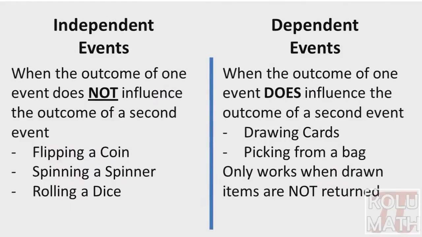Independent events are when the outcome of the event does not influence the outcome of a second event. So again, flipping a coin, spinning a spinner, rolling a dice. No matter how many times we repeat those experiments, the situation is always going to be the same. However, with dependent events, the outcome of one event does influence the second event. So for example, drawing cards or picking from a bag. And that only works when drawn items are not returned.